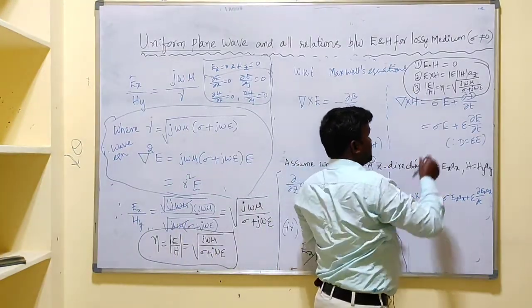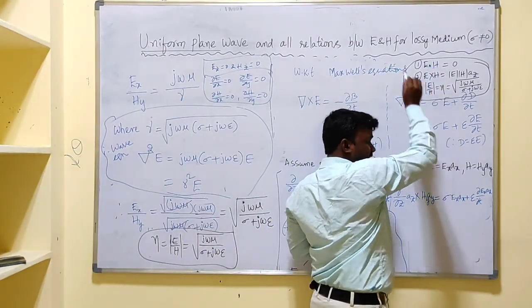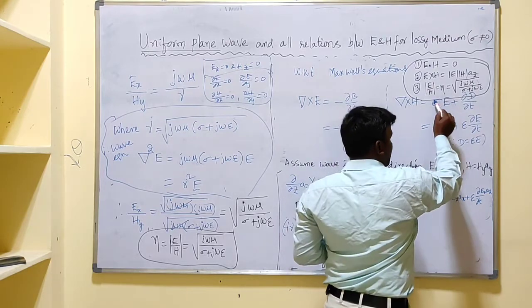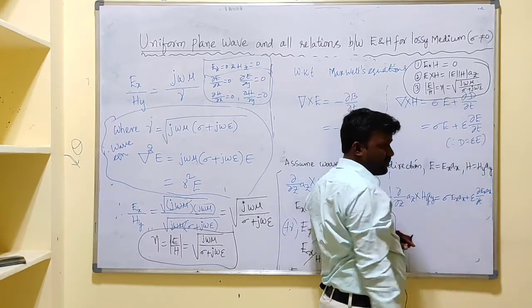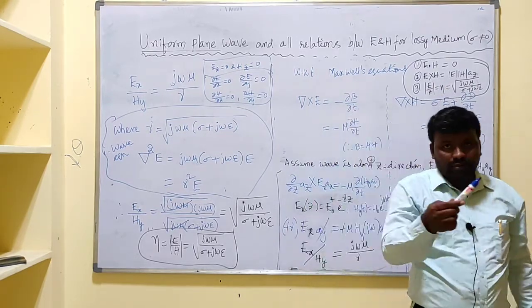These are the relations: E dot H, E cross H, mod E by H. We will discuss this intrinsic impedance in detail in upcoming classes.